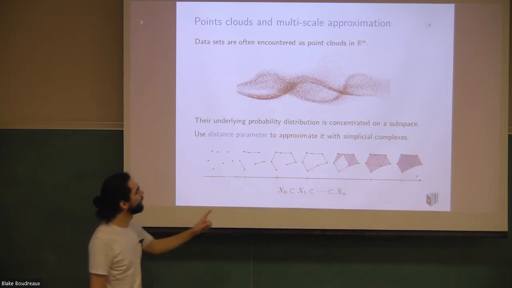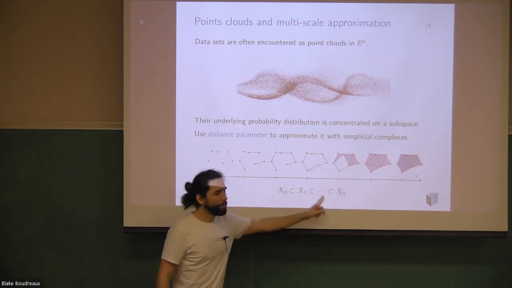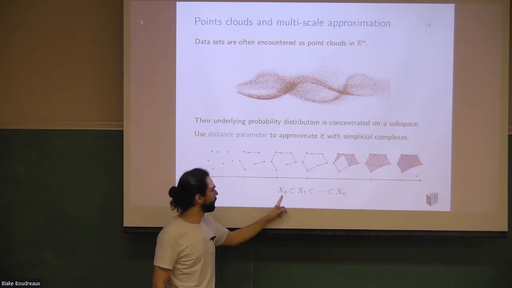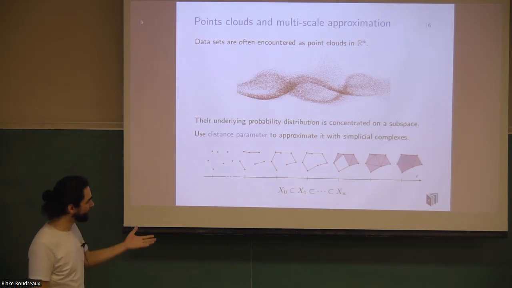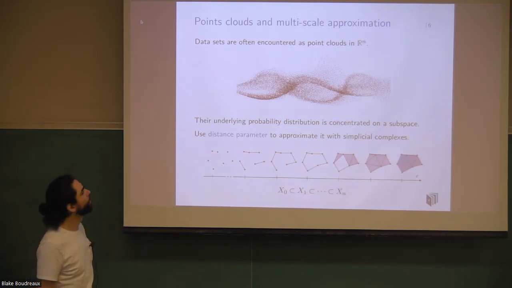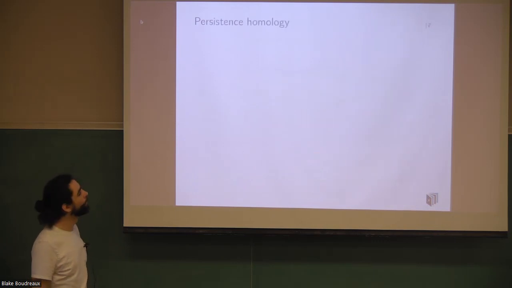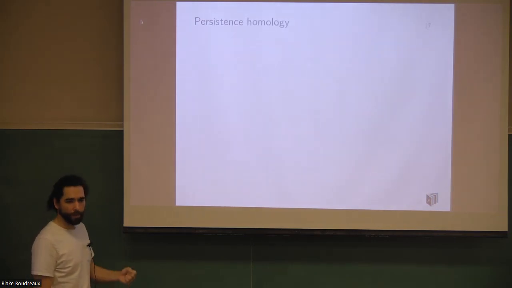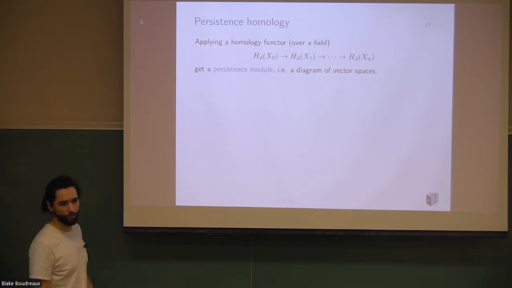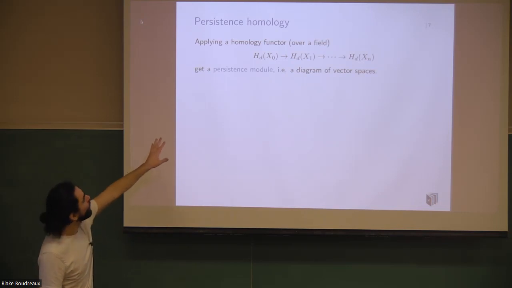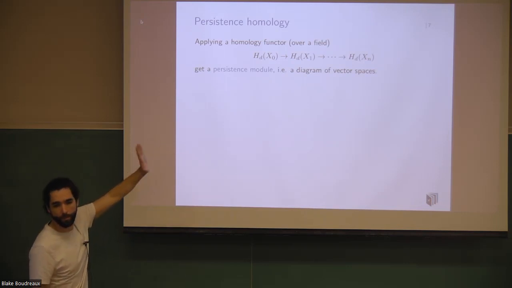So what we end up with is a filtration of simplicial complexes, one simplicial complex included in the next. I'm going to refer to this as a filtered simplicial complex, which is, in this case, associated to the data set that we started with. And what persistent homology does is to extract robust invariants out of this multiscale approximation to the data. We go ahead and apply the homology functor. In persistent homology, we always work over a field. And we obtain a so-called persistence module for any dimension d. Let's say that is fixed.